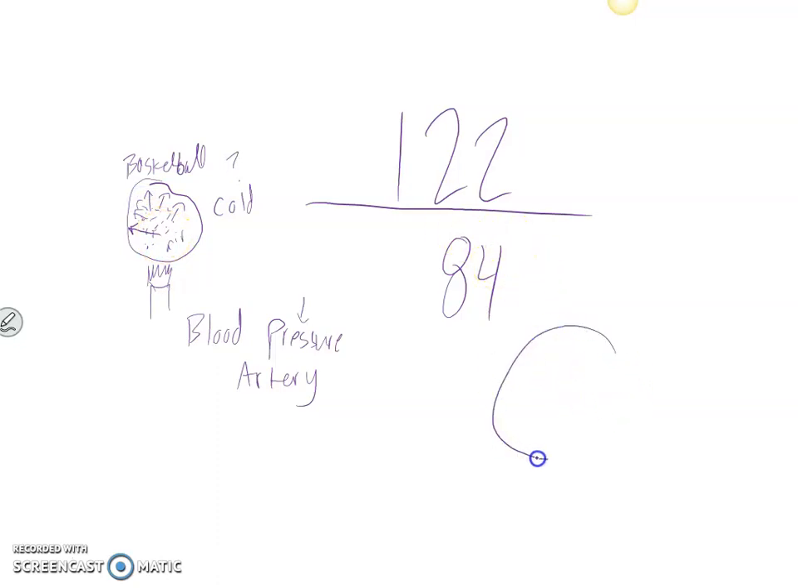Now forget the basketball. Let's say this is your artery, and I want to know how much pressure there is. So how come I have two numbers? Well, the top number, there are two ways you can think of this. You can look at it as what the artery is doing, or as what the heart is doing, but they're both the same thing.